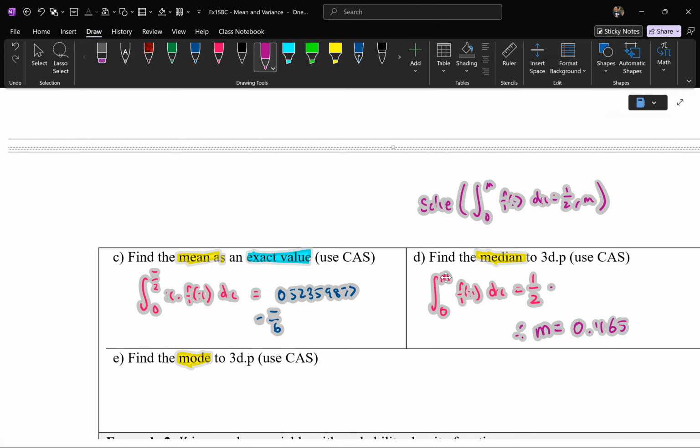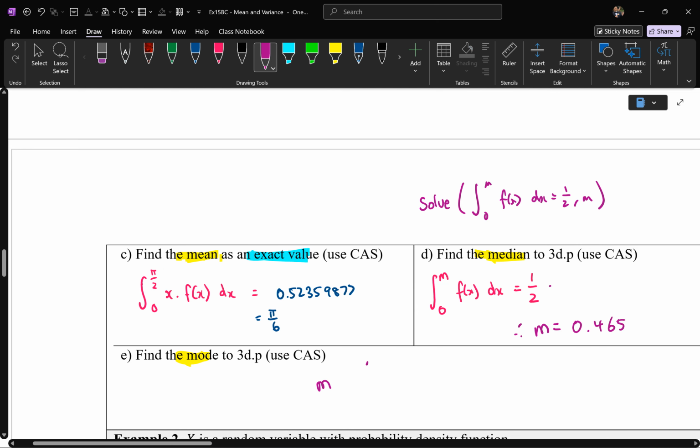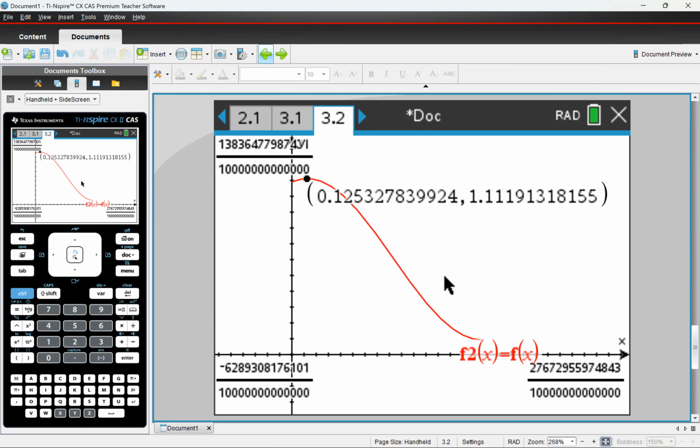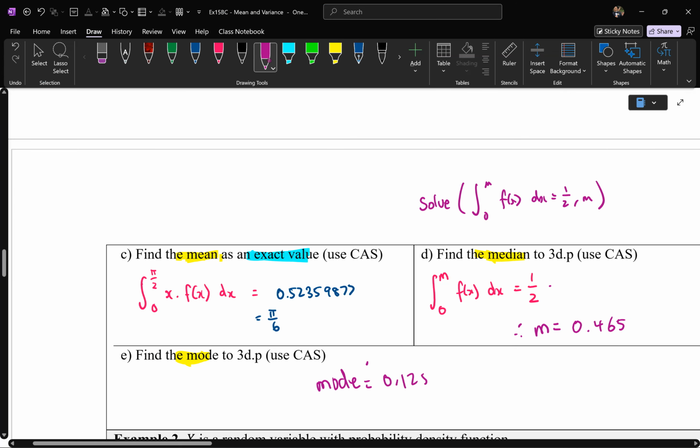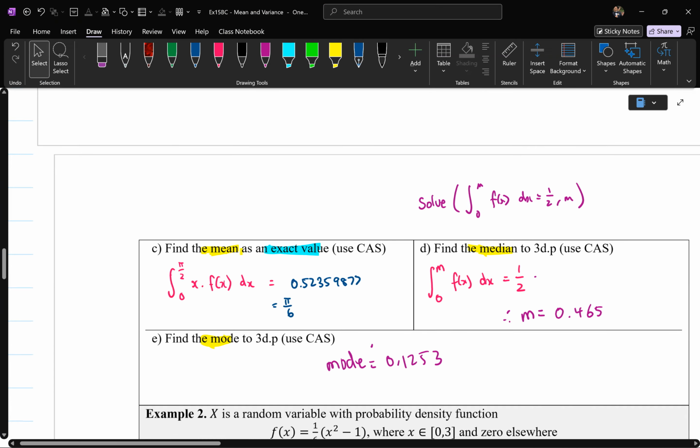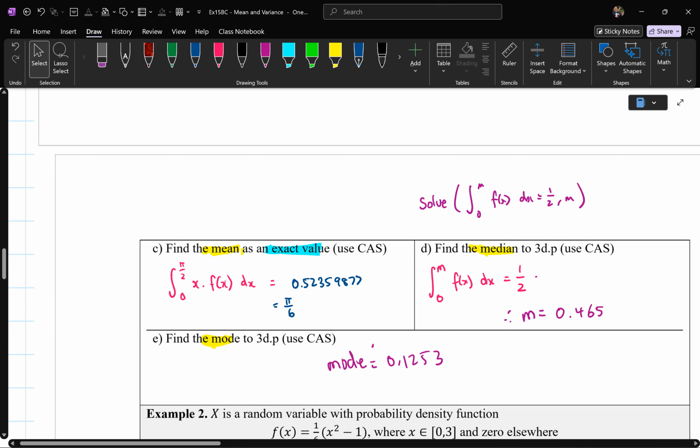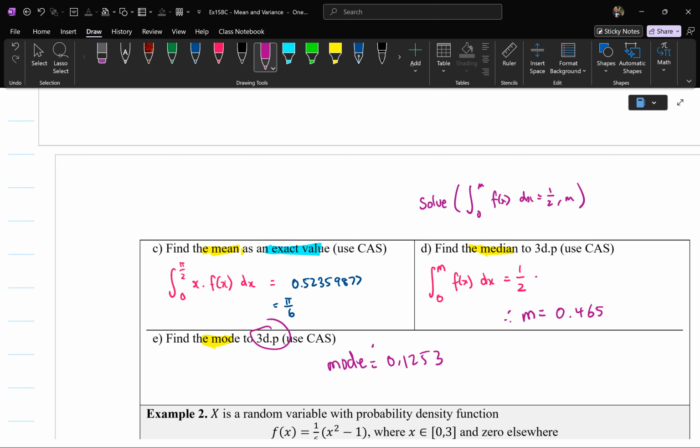So the mode occurs at 0.1253, 3 decimal places. There we go. Is that what you guys got? With the derivative? No, you don't need the 3 because it's 3 decimal places.